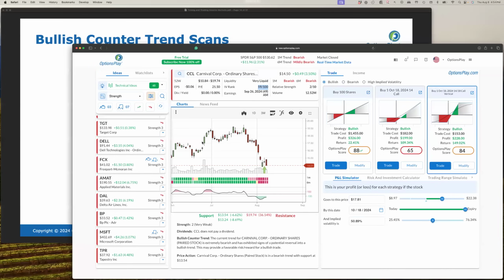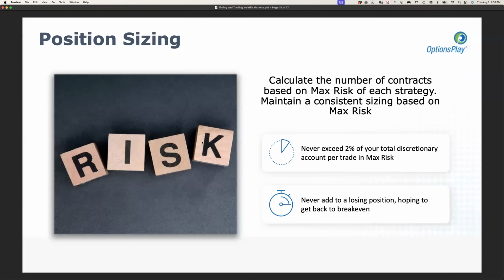Let's take a look at a couple of things. Position sizing. When things get volatile, it's extremely important, and this is important at all times, but even more so during volatile times, to make sure that you calculate the number of contracts based on the max risk of each strategy. And generally speaking, you don't want to exceed more than 2% of your total discretionary account per trade in your max risk.